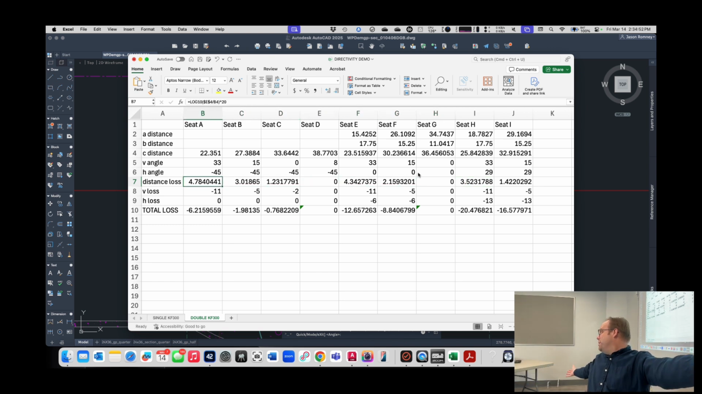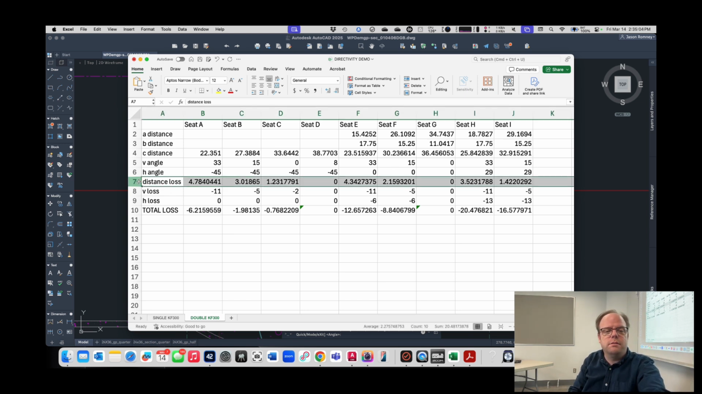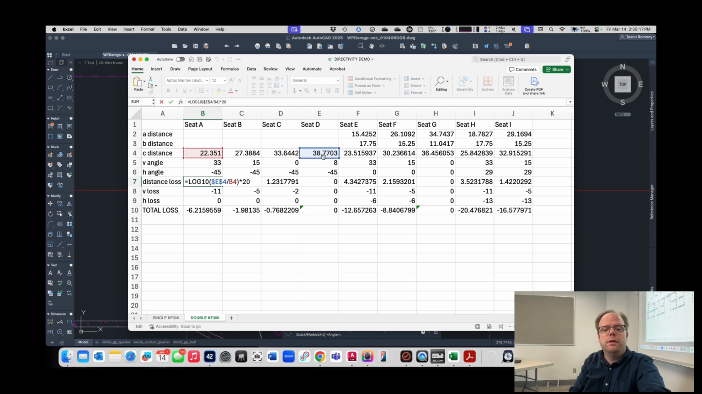The distances are the same, right? I didn't change how far any of these seats were away from the loudspeaker. So I don't have to remeasure any of that. So now the distance loss is going to stay the same. Except, well, the distance loss probably needs to be recalibrated. The actual distance is the same. But the distance loss, now everything needs to be referenced off of that seat, seat G.